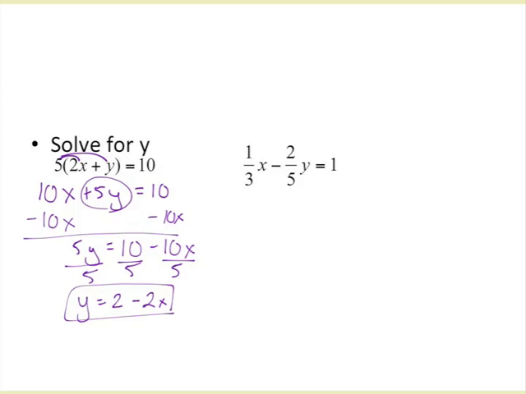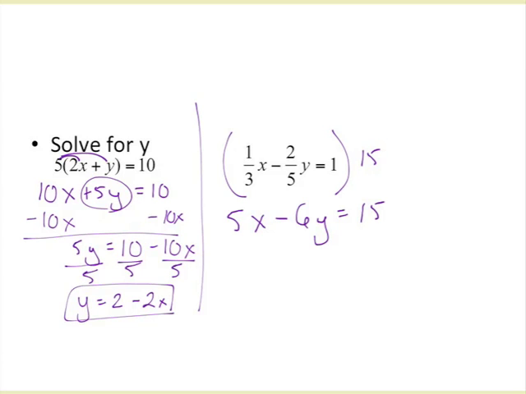For the next one, you have some options. You could multiply the whole equation to get rid of fractions. If you wanted to do that, that would be a fine thing to do, or you could just work it through with the fractions. If you want to multiply, we would be multiplying by 15. So that would give me 5x minus 6y equals 15, making sure that you multiply the whole equation by the 15.